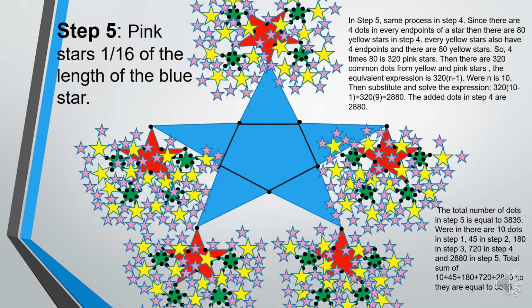3,835, wherein there are 10 dots in step 1, 45 in step 2, 180 in step 3, 720 in step 4, and 2,880 in step 5. Total sum of 10 plus 45 plus 180 plus 720 plus 2,880. So they are equal to 3,835.